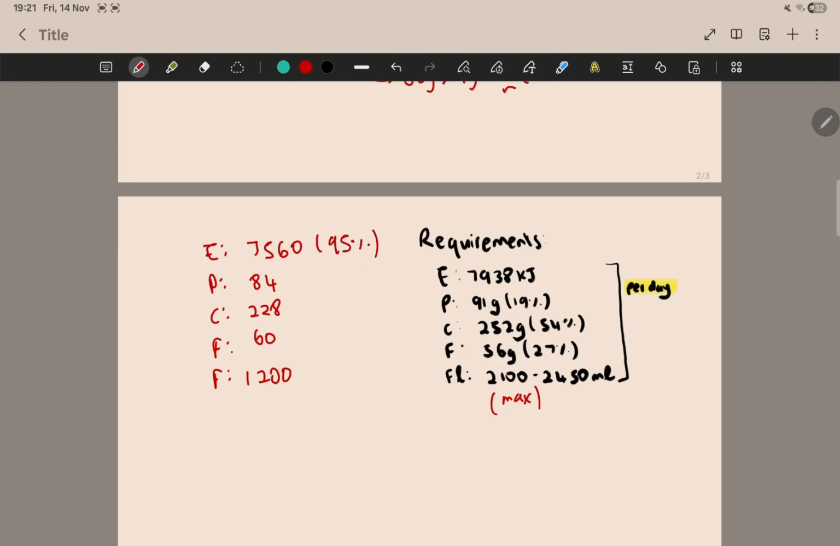95%. That is 92%. That is 252. 90%, and that is 107%. So we can see that this is the one that we want to use because it's within the 90 to 110% range. So you can always tweak your requirements.